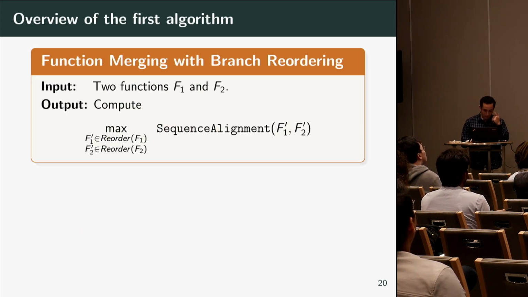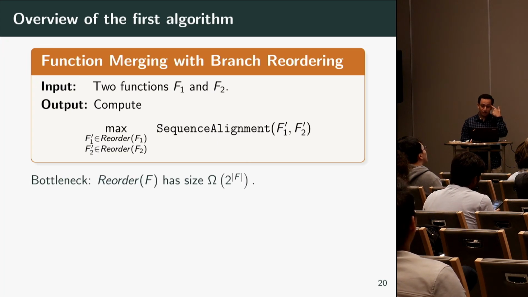Okay, let's get into some technical details. Here's our problem again. And the bottleneck here is this set of reorderings, which has exponential size. And we actually don't care about this set itself. We care about sequence alignment.